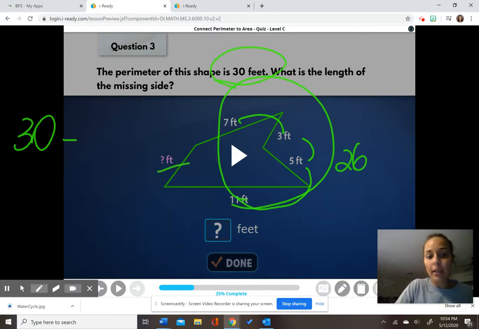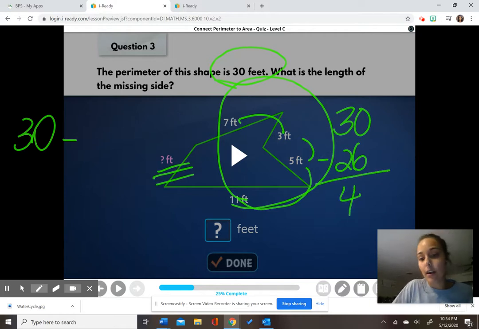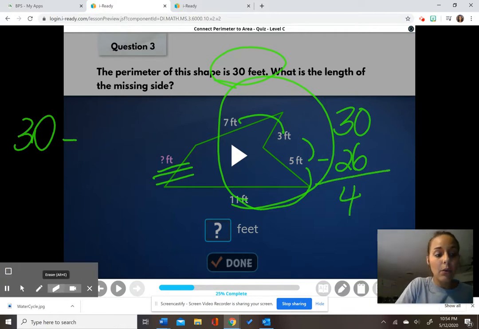So what am I left with? What number does this have to be in order for it to equal 30? Looks like 4 because that's what I'm missing. 30 minus 26 is 4. That's how much is left. So hopefully that makes sense to you.